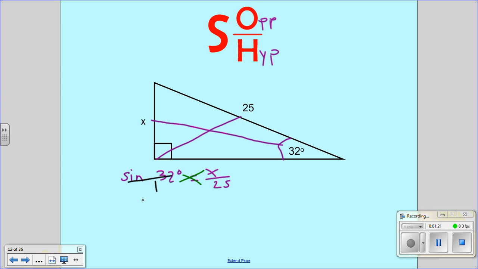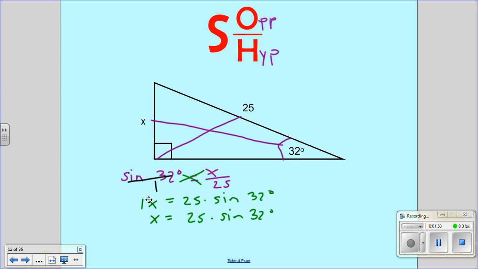So that means you have 1x is equal to 25 times sine 32 degrees. You must put the 25 in front. Do not multiply it with the 32. Okay? So in other words, you would have x is essentially equal to 25 times sine of 32 degrees.